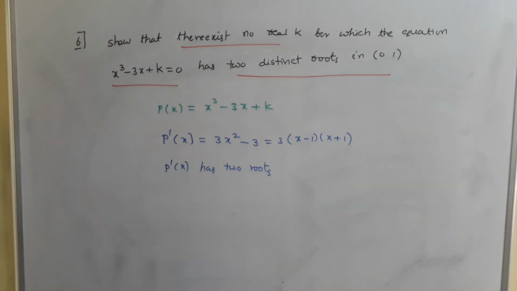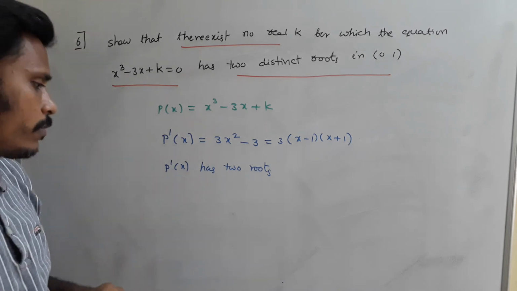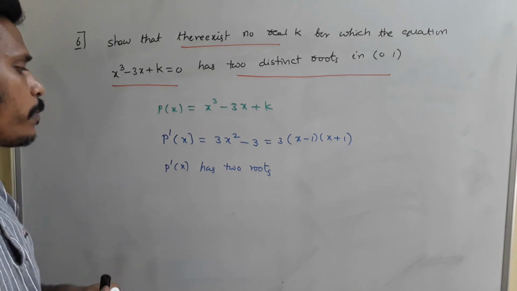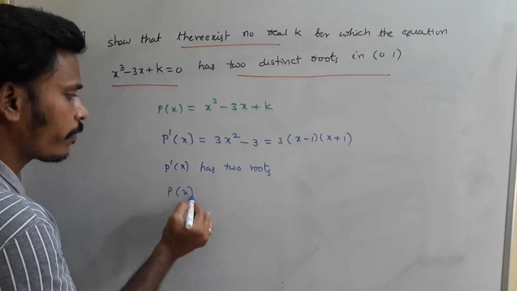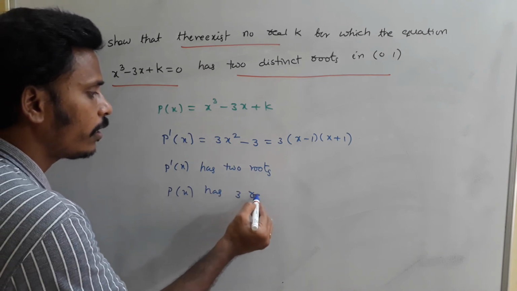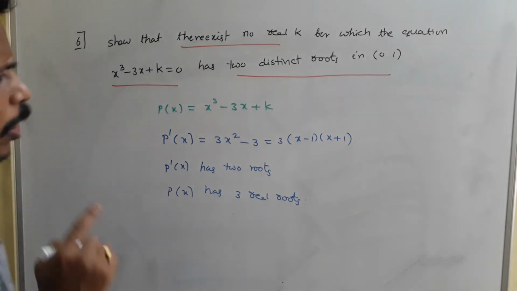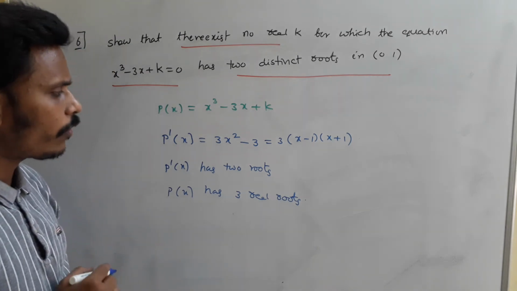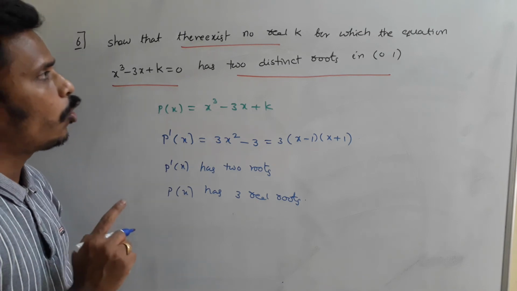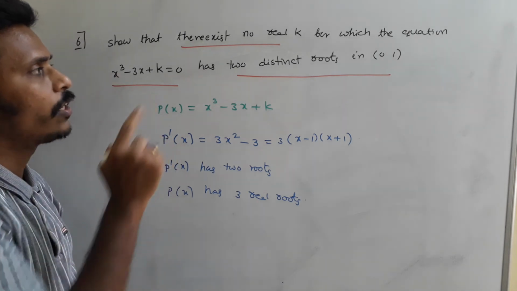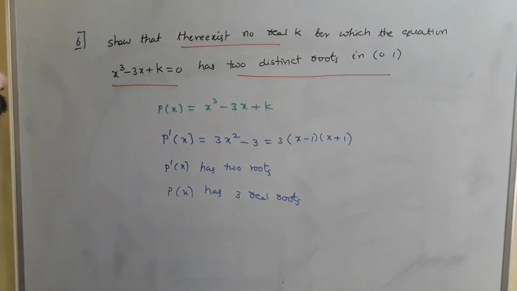If p dash of x has two roots, then what will we say about p of x? If p dash of x has two roots, then p of x has three roots as per our discussion. P of x has three real roots. What we need to conclude is, for no real k, this equation has two distinct roots in the interval 0, 1. In between 0 and 1, it has no two roots. That's what we need to conclude.